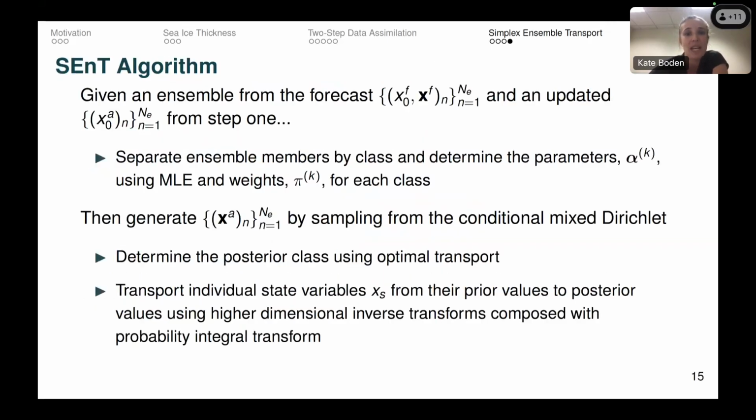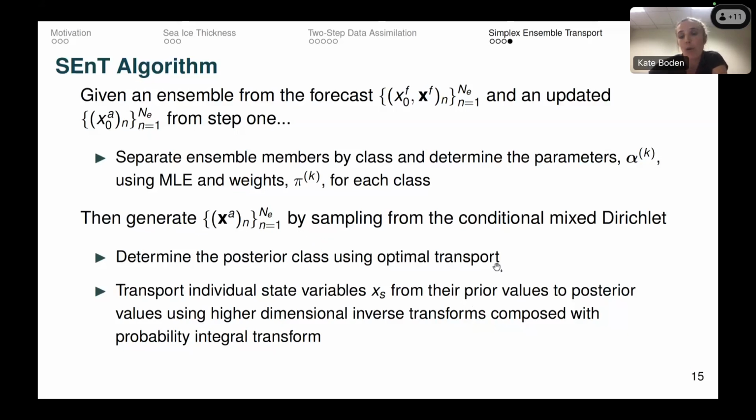Okay, so our algorithm, just breaking it down simply here: if we're given an ensemble from the forecast and an update to the open water fraction from step 1, then we can separate ensemble members by class and determine the parameters for each Dirichlet in that class using maximum likelihood estimation, and we can determine the weights for that class. We want to generate our analysis ensemble by sampling from the conditional mixed Dirichlet. To do this, we need to break it up into 2 parts. We want to determine what the posterior class should be, and we do that using optimal transport.